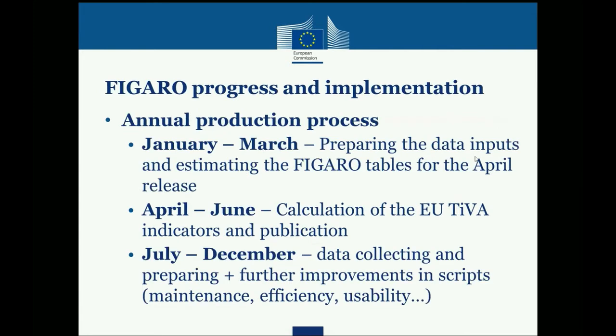The annual production process is tentatively scheduled in the following way. The first quarter of every year would be devoted to collect the necessary inputs and prepare the estimation and release of the Figaro tables in April. The second quarter would be used to calculate the TIVA indicators and publish them. Data collection, data preparation, and further improvements in the methodology, scripts, codes, etc., will be done during the second half of every year.